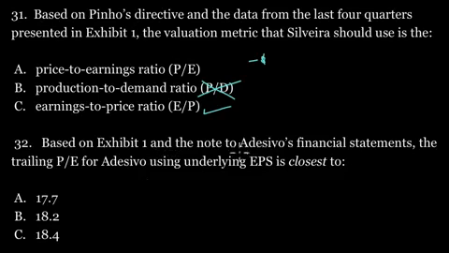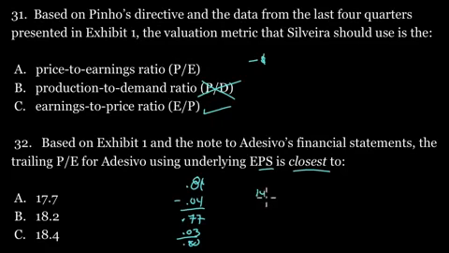Based on Exhibit 1 and the note to Adesivo's financial statements, the trailing PE for Adesivo using underlying EPS. And we already went through that. Remember, it was 0.81. But there was a 4-cent gain from a lawsuit. We said, let's take that out. But there was a non-recurring cost of 3 cents in there. We said, well, let's put that in. So the underlying EPS is 0.80. So what was the price? If you go back and look, price of $14.72, and we're going to use the 0.80 in this case. We get 18.4.